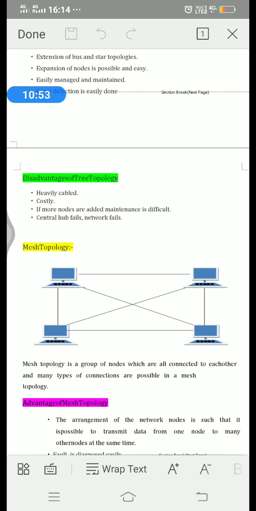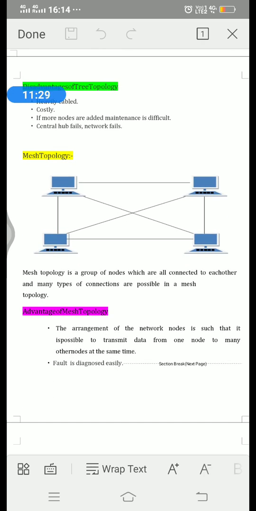Now what are the disadvantages? Heavily cabled, yes, cable is required, then costly as compared to your star and bus. This is costly. If more nodes are added, maintenance is difficult. Definitely we need to maintain each and every branch, so maintenance will become a little bit more difficult if more nodes get connected. Central hub fails, network fails. Yes, if your root node fails, the entire network will be divided into multiple branches, so the whole network will fail.